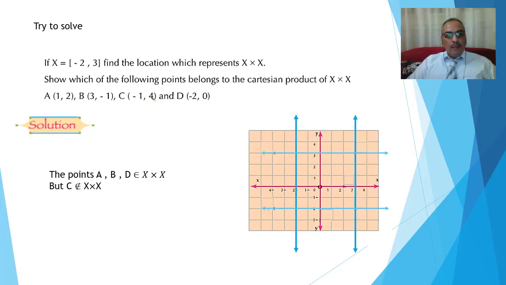Now we plot A, B, C, D and note together whether A belongs or not. A (1, 2) is inside the square here, so A belongs. B (3, -1) lies on the vertical line, so it belongs to the Cartesian product. C is outside the square, so it doesn't belong to the Cartesian product. D lies on the vertical line, so it belongs.